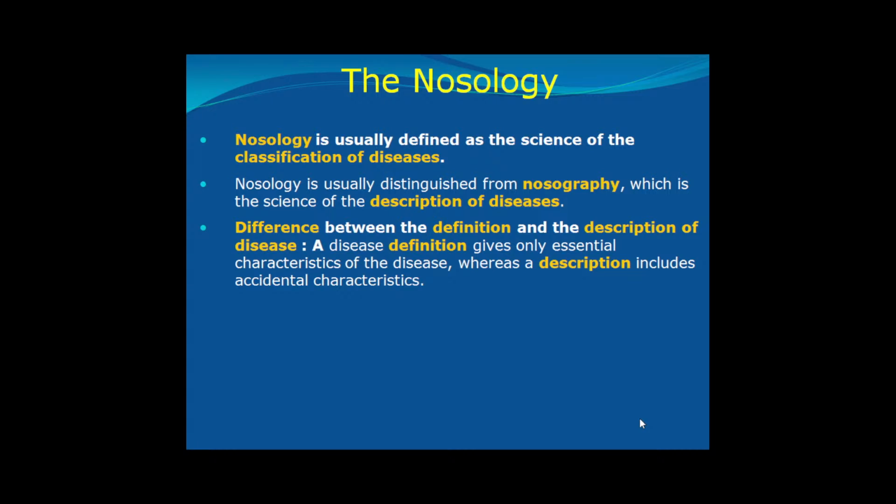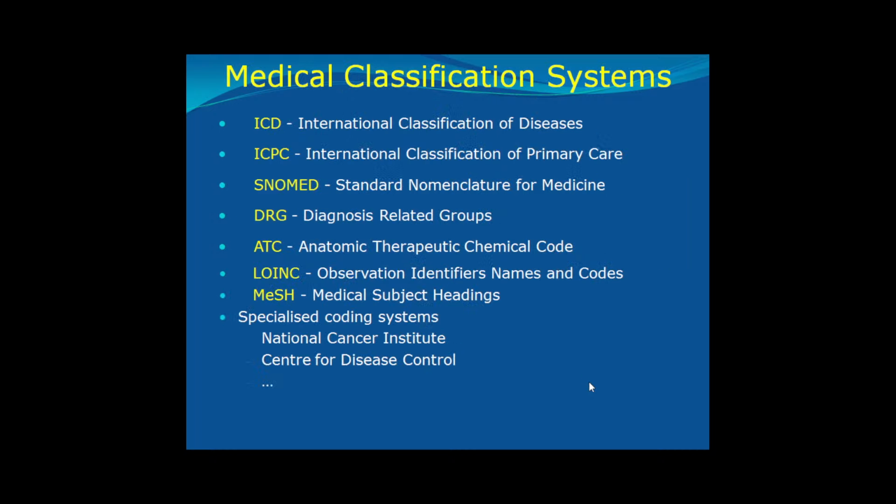Nosology is usually defined as the science of the classification of diseases. Nosology is usually distinguished from nosography, which is the science of the description of diseases. Difference between the definition and the description of disease: a disease definition gives only essential characteristics of the disease, whereas a description includes accidental characteristics.